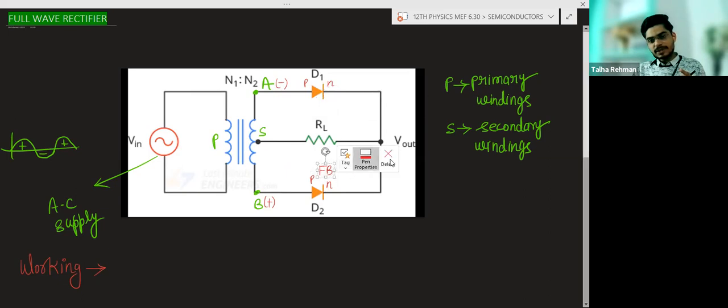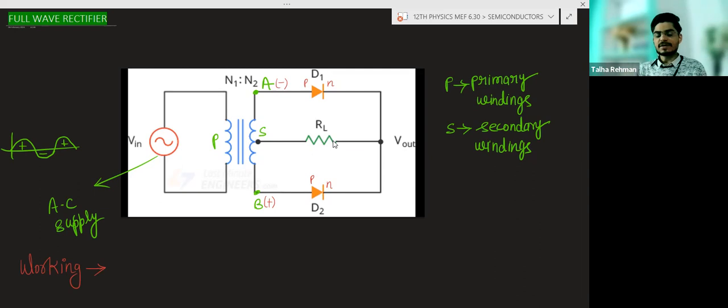D2 is forward biased. So in that case, only D2 will conduct and the current will flow through D2 across the RL and we will again get the output. So you will write that for both the positive half cycle and the negative half cycle, we are getting the output here.